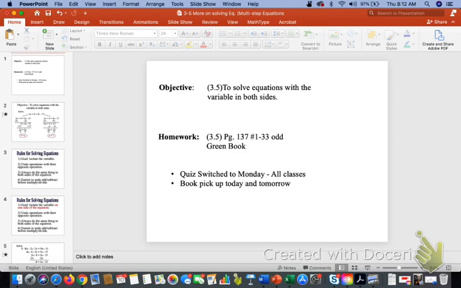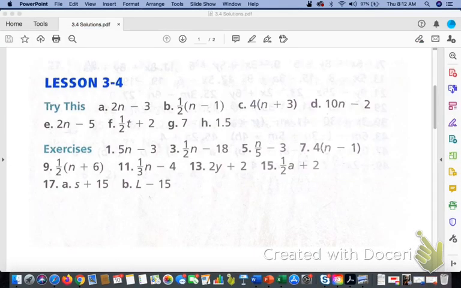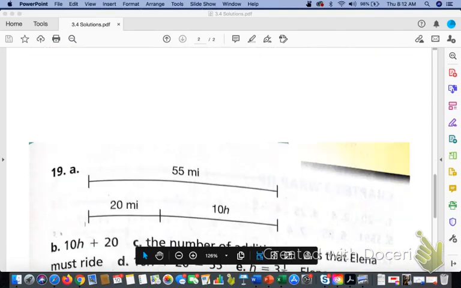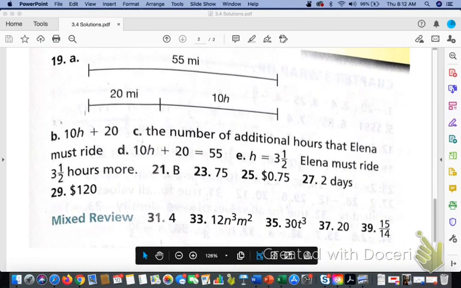So let's get started. I'm going to put this up for a minute. Please take a picture of this, pause the recording. These are the answers from last night's homework. Here's part 2. All right, now let's get started.